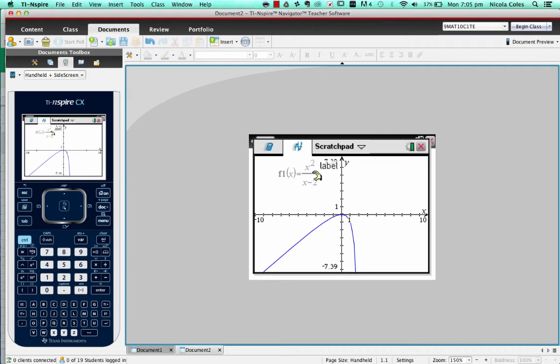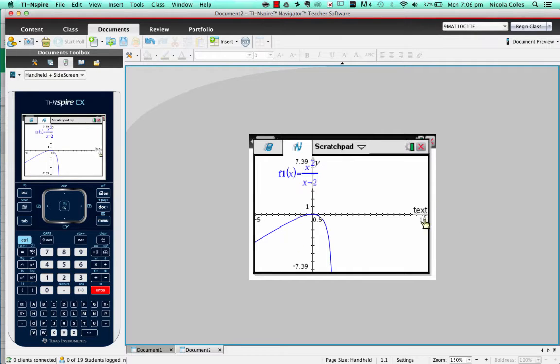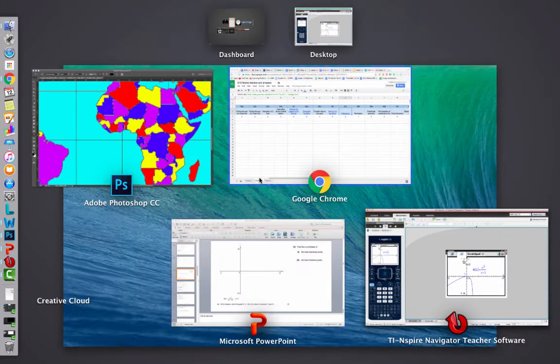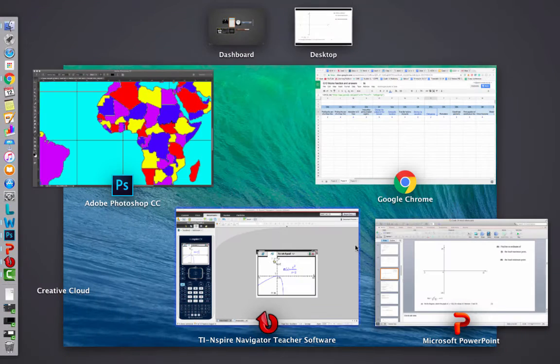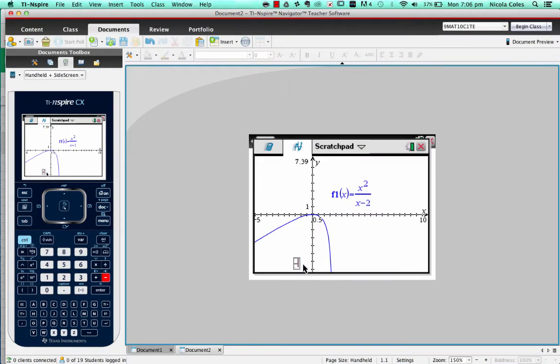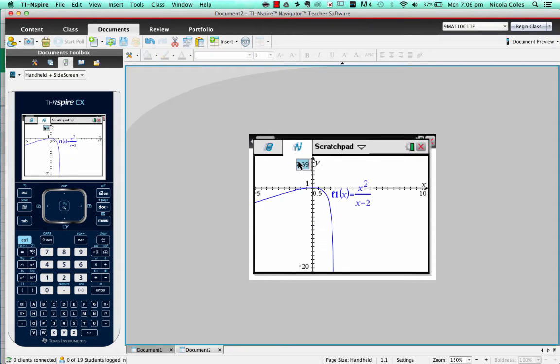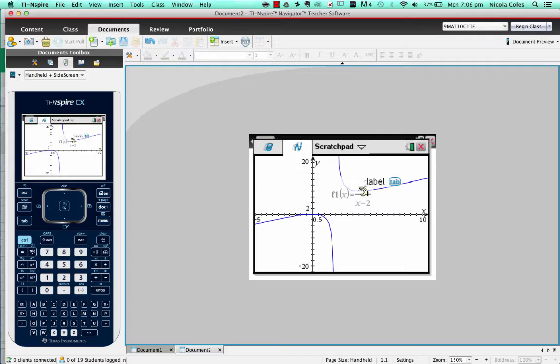Now it does say that the domain is -5 to 10, so we're going to change this to -5, enter, and then 10's over here. I can't see what's going on up here, so I'm going to make this number a little bit bigger. The scale on your graph in the exam goes from -20 up to 20, so I'm going to set my window to be the same. Double click down here, -20, and double click up here to put it at 20. And that's the sketch that you want to be drawing.